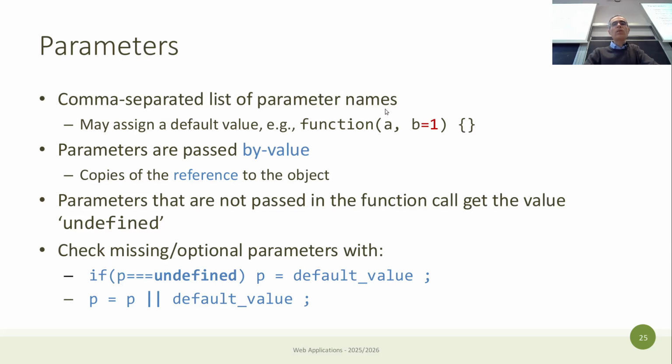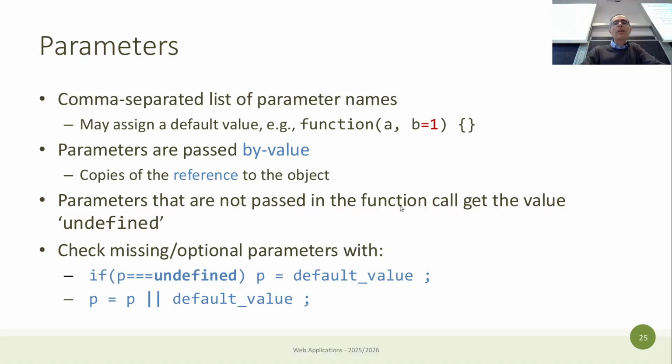Parameters: a comma-separated list of parameter names. You might have a default value. Some of you like it. Not really so useful in our case, but just in case. Parameters are passed by value. It means everything is passed by value, and it's easy for numbers and strings, and when you have objects, it means the reference is passed, okay? Not a copy of the full object, array and so on, okay? It's like pointers in C. A copy of the reference to the object.